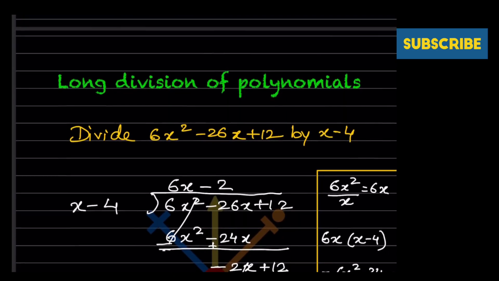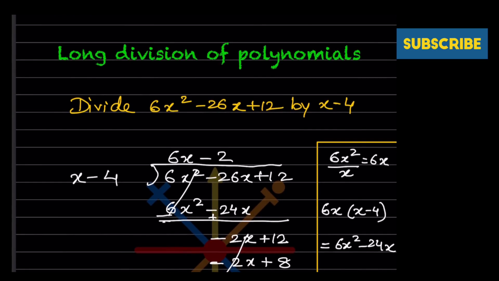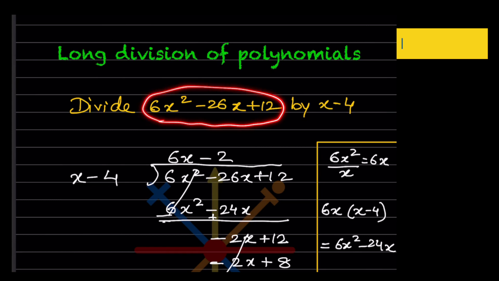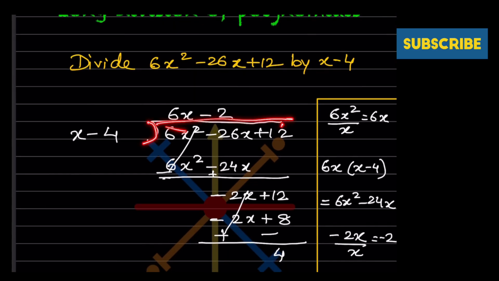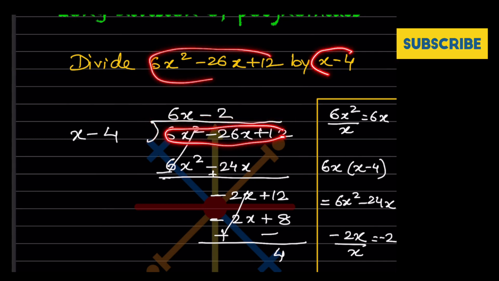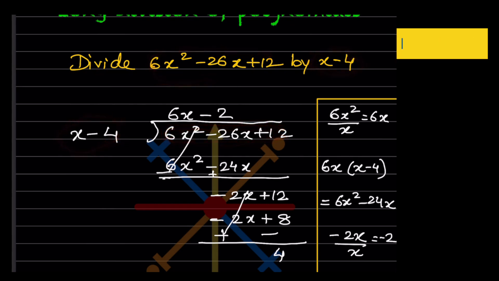Now let us see in this one the long division of polynomials. What will you do? You have to divide this expression by x minus 4. So now you will use this method, the vertical one. This expression is here, this is the dividend and this is the divisor. Now you will see the first term, 6x square, and this is x. So only this part: 6x square divided by x.